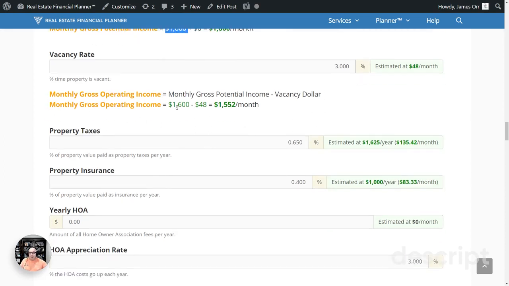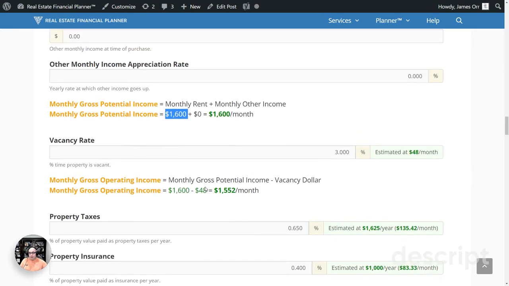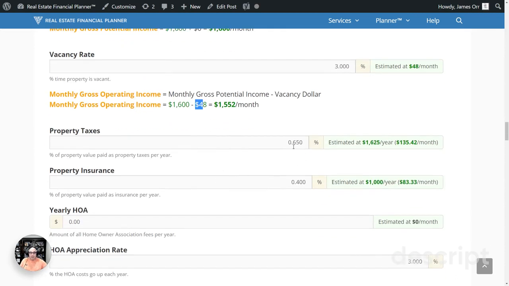So monthly gross operating income is that gross potential income minus whatever your vacancy rate is. So in this case, our monthly gross operating income on this property is $1,552 per month. Property taxes, we're estimating it's about 0.65%. It happens to be what the tax rate is in my particular market. I know in other markets that seems really high or really low, and so it works out to be about $1,625 per year, or $135 per month, and that does increase as the property value goes up because it's a percentage of the property value, which is typically how taxes are calculated. Then as property values get more expensive, the taxes on that are also going to increase as well.